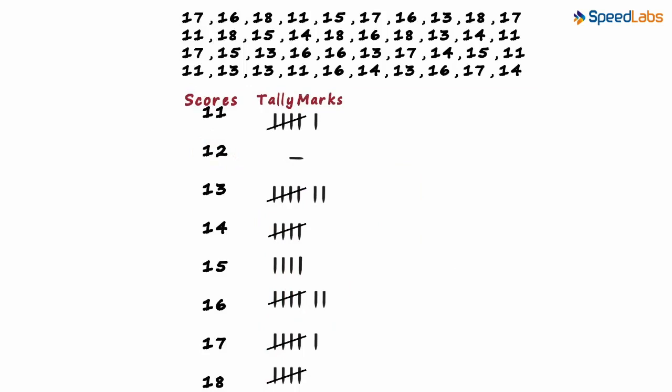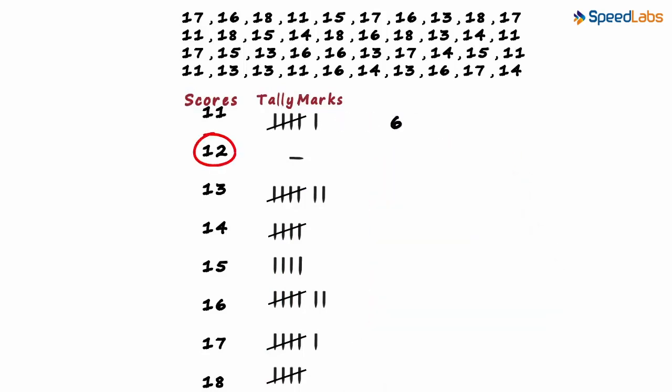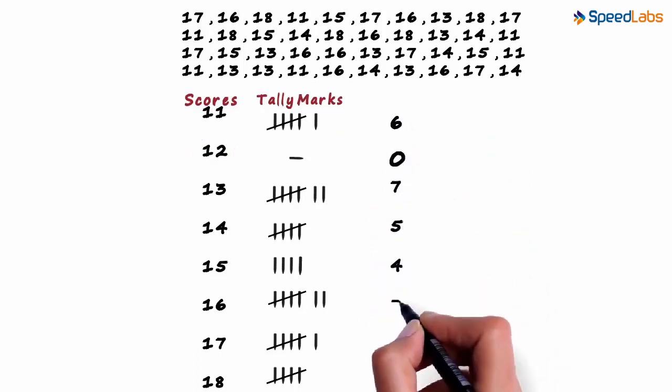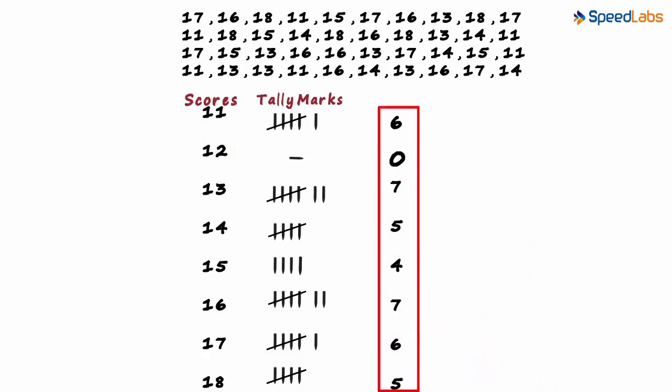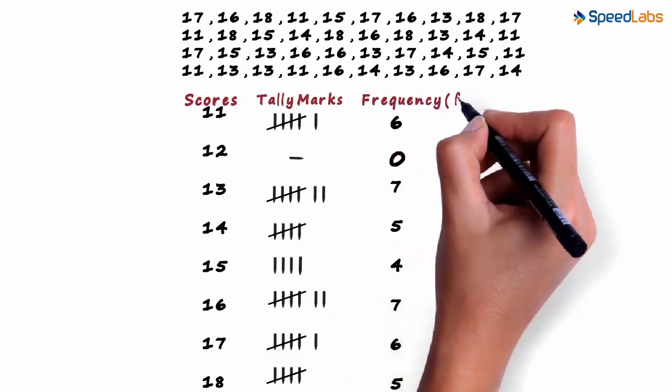Next, we represent the tally marks in numerical form. For 11, it would be 5 plus 1, which equals 6. Since 12 does not occur at all, we write a 0, and similarly, we fill the rest of the column. What are these numbers called? These would be called the frequencies of each of the scores.